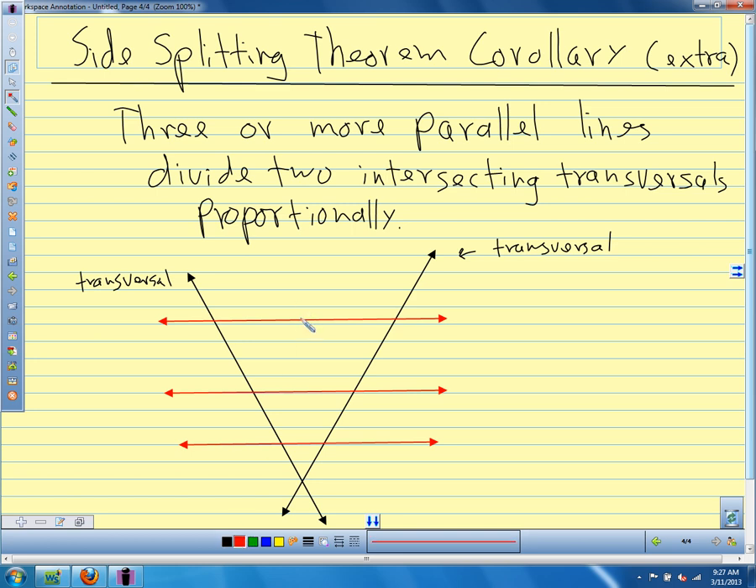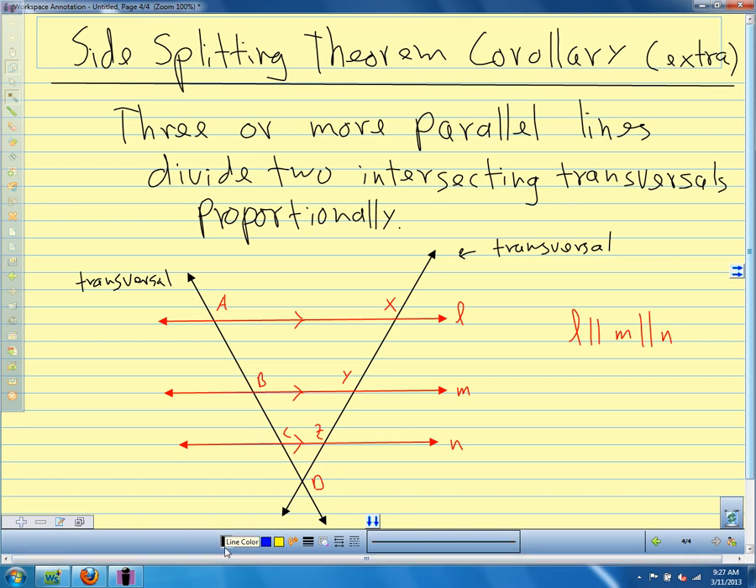And I'm going to put my arrows on here to show that these are parallel. And I'll call this L, M, and N. So L is parallel to M, and that's parallel to N. So all three of those lines are parallel. And I'm going to label some points here. I'll call this point A, B, C, and where the two transversals intersect, that's D. And we'll call this X, Y, and Z.